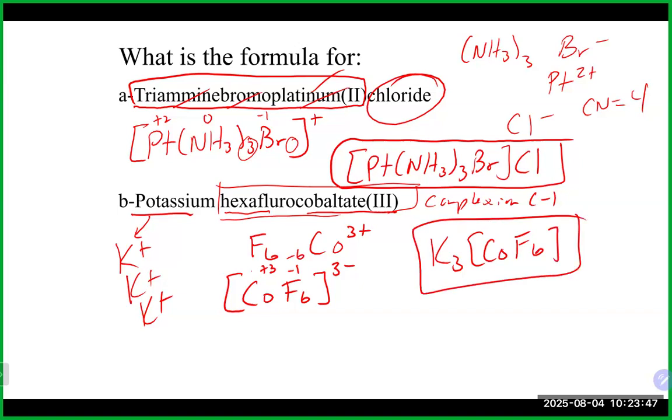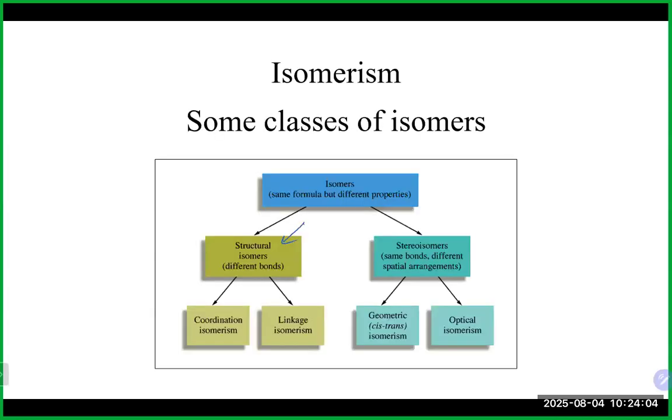Any questions on naming, writing the formulas, figuring out oxidation states, coordination numbers? By the way, the coordination number on the last one is 6, as fluoride is a monodentate. Any questions? Okay. Good deal.